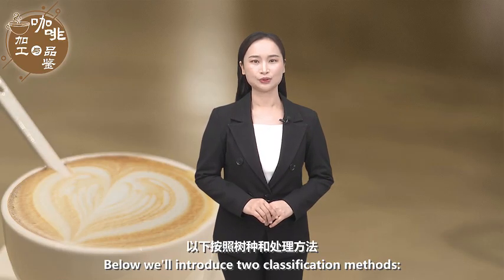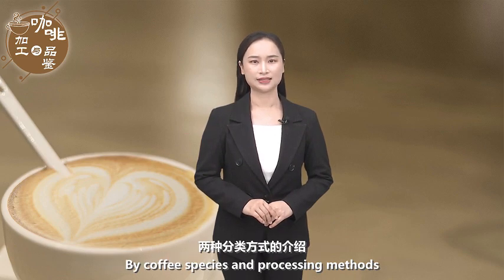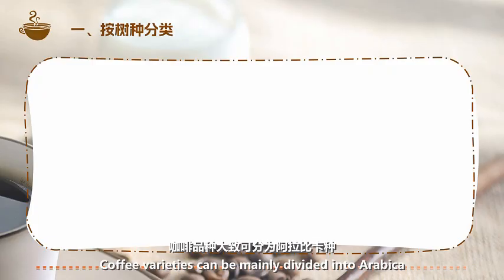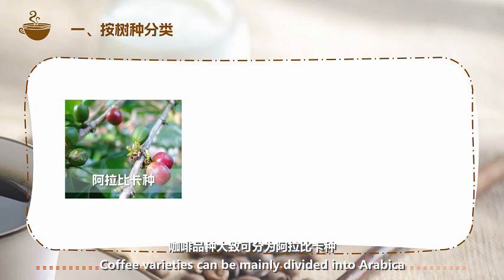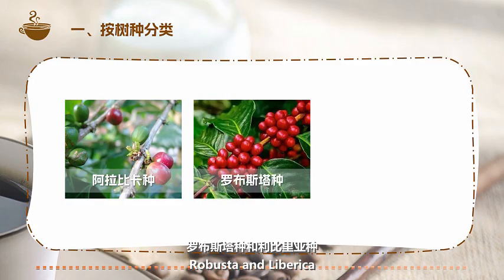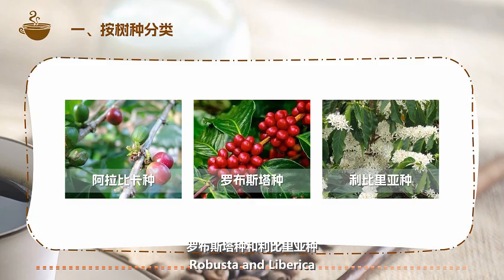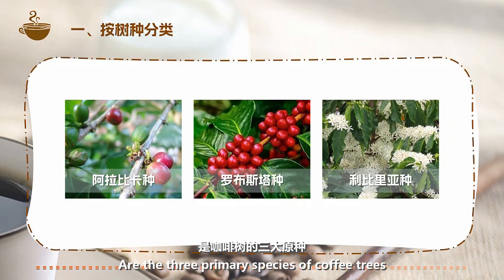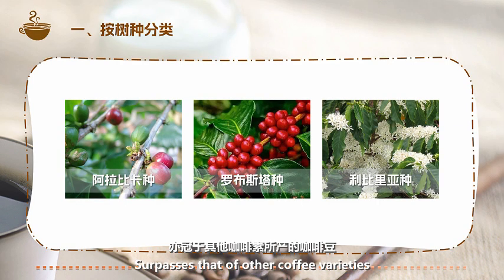Below we'll introduce two classification methods, by coffee species and processing methods. Regarding species classification, coffee varieties can be mainly divided into Arabica, Robusta, and Liberica. These three coffee varieties are the three primary species of coffee trees. Their quality surpasses that of other coffee varieties.